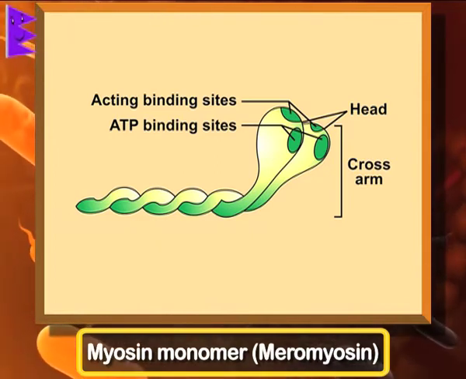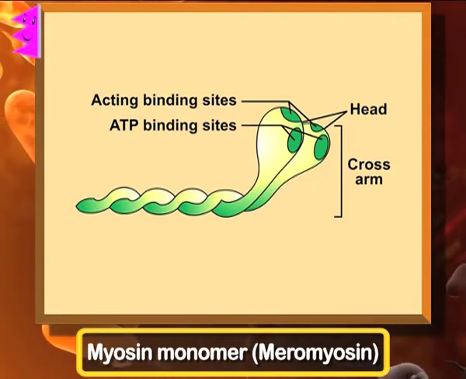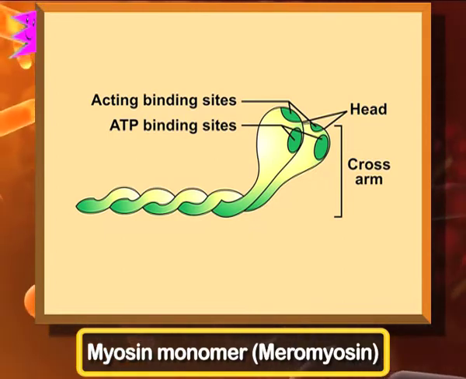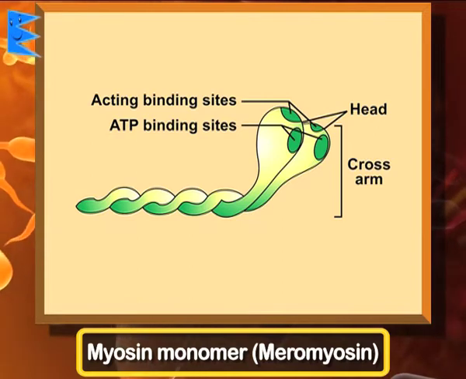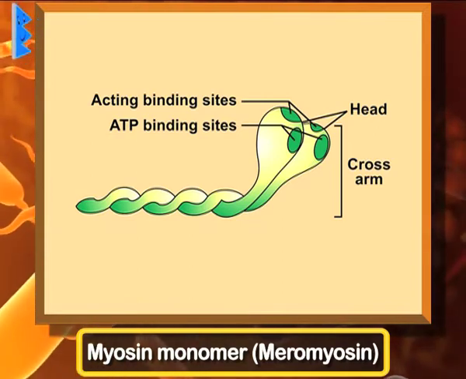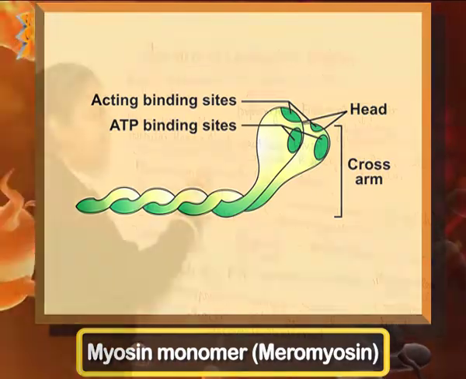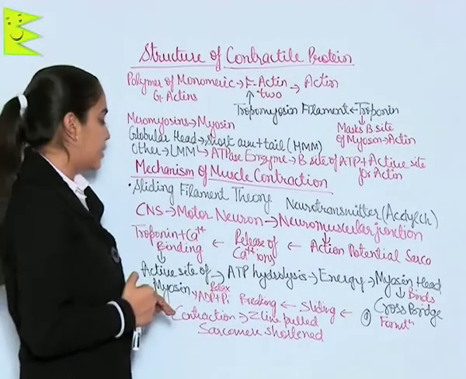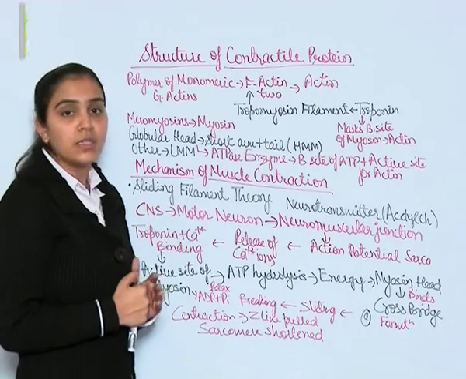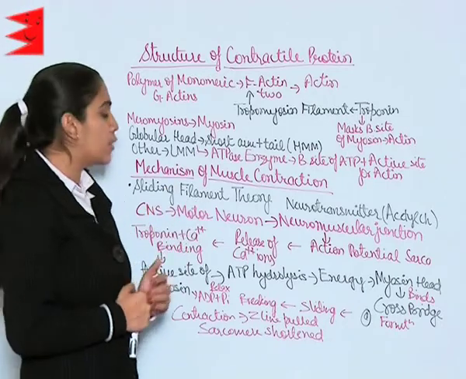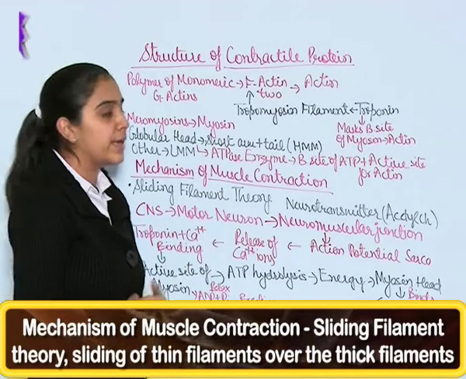This head is an ATPase enzyme, which is a binding site of ATP as well as the active site for actin. Mechanism of muscle contraction. It is explained on the basis of sliding filament theory.